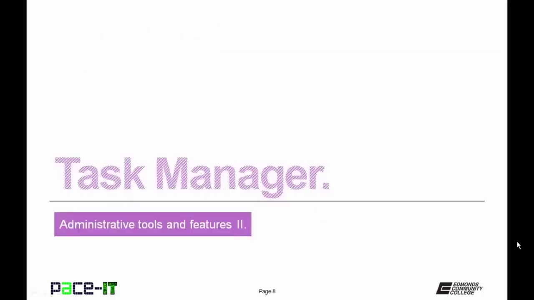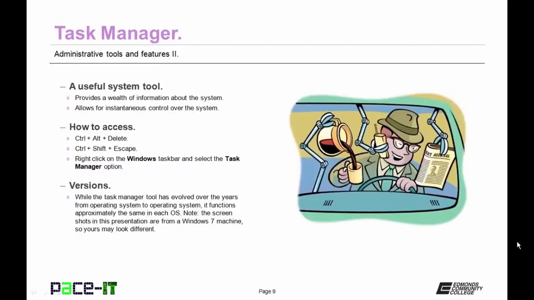Now let's talk about the Task Manager. The Task Manager is a very useful system tool, and it provides a wealth of information and allows for instantaneous control over the system. So how do you access it? My favorite is Control-Alt-Delete. You can also use Control-Shift-Escape. Or you can right-click on the Windows taskbar and select the Task Manager option.